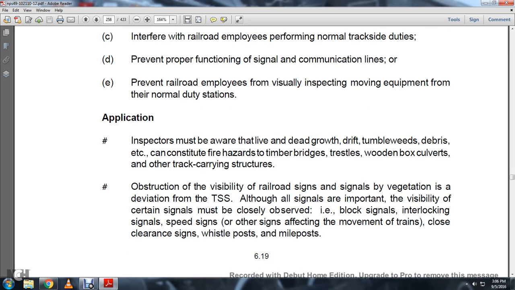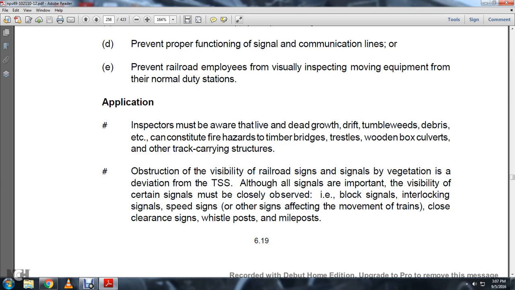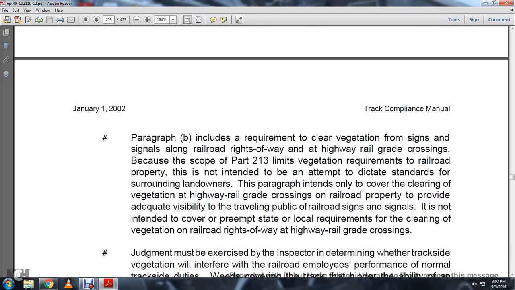Application: the inspector must be aware of live or dead growth, dirt, tumbleweeds, debris, and so on that create continuous fire hazards to timber bridges, trestles, wooden blocks, culverts, and other carrying structures. Obstruction of the visibility of railroad signs and signals by vegetation is a deviation from the track safety standards. Although all signals are important, the visibility of certain signals must be closely observed, i.e. block signals, interlocking signals, speed signs, other signs affecting the movement of trains, close clearance signs, whistle posts, and mile posts.